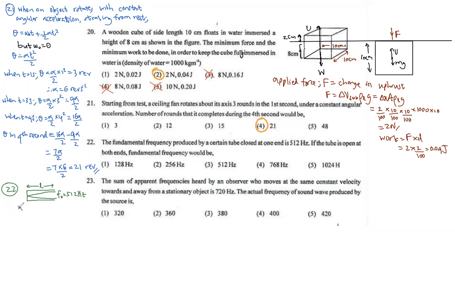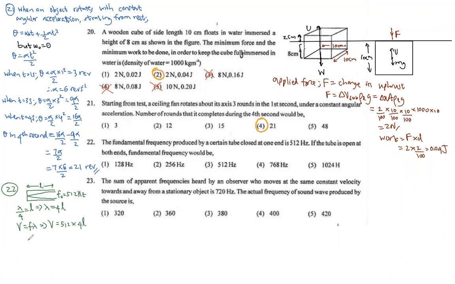Now here we have lambda by 4 is equal to L. The length of the tube doesn't change, so you can say lambda is equal to 4L, right? So when you apply V equals F lambda, V is equal to 512 into 4L. I will leave it that way.